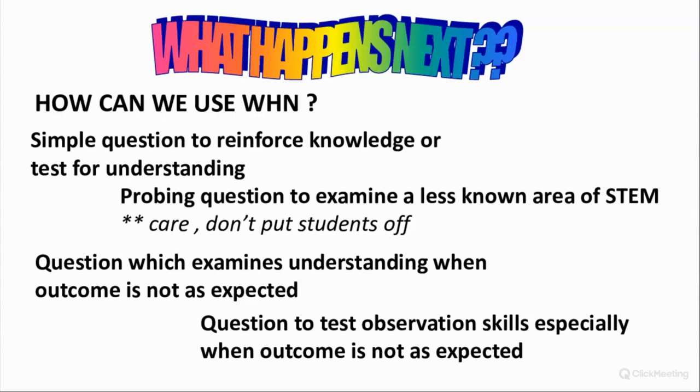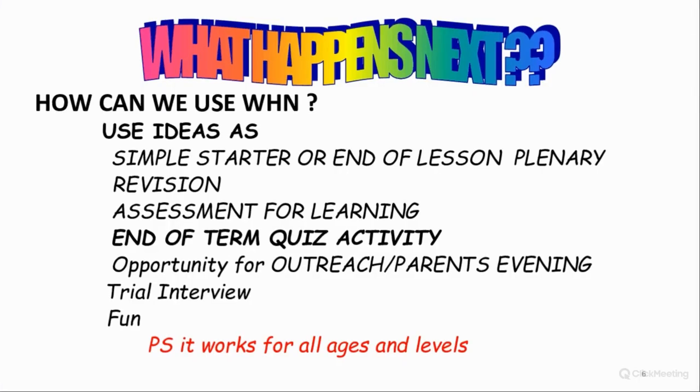We can examine understanding when the outcome's not as expected. And also very important, test observation skills, especially when the outcome is not as expected. The older students will have theories as to why things happen. Younger students, particularly the primary students, it's more about observing things carefully. Okay, move on.